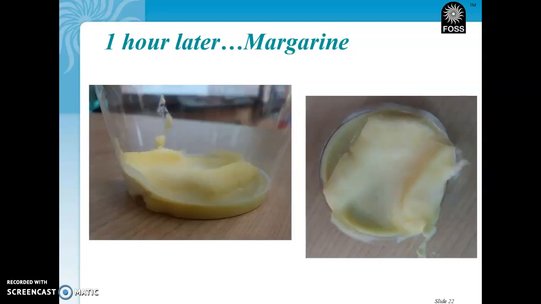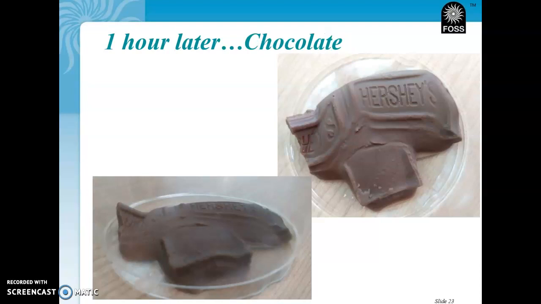After an hour, this is what the margarine looked like. As you can see from the photos, it began to solidify. And here's the chocolate. Although difficult to tell in the picture, you can kind of see that the texture has started to change. It started to harden. But a question to ask yourself is, even as this is beginning to solidify or harden up, is it going back to its original shape?